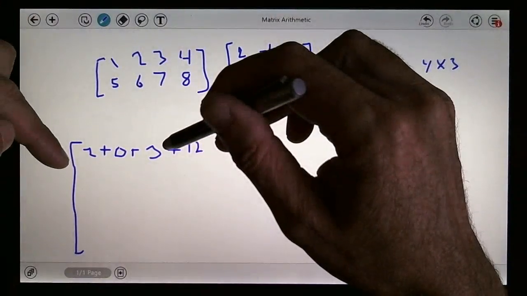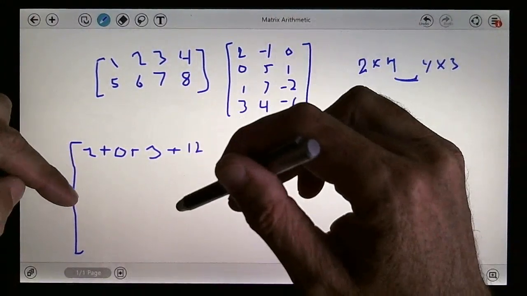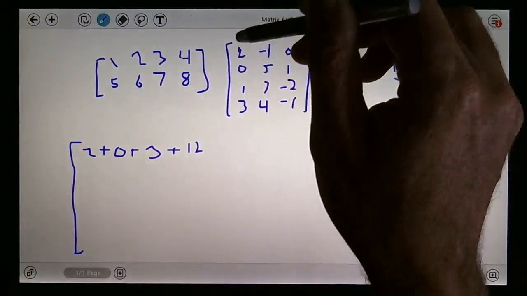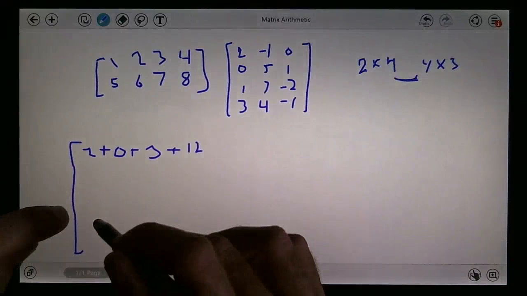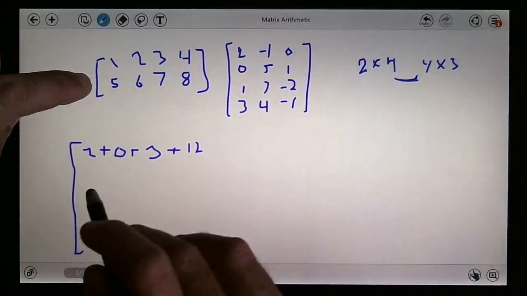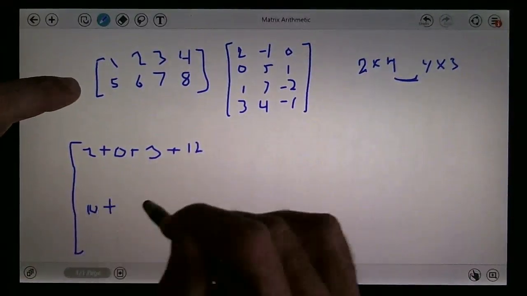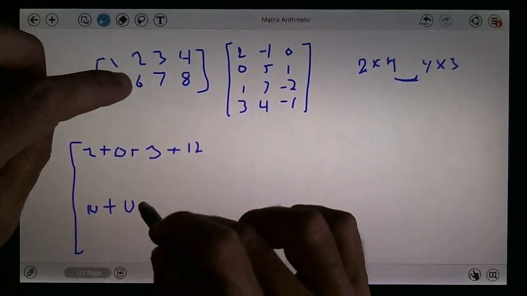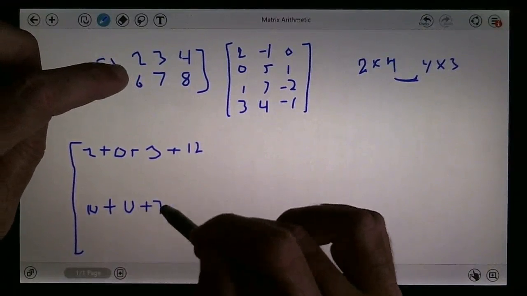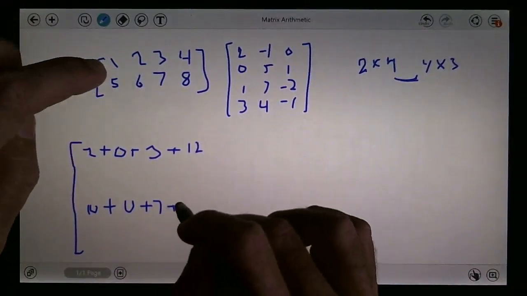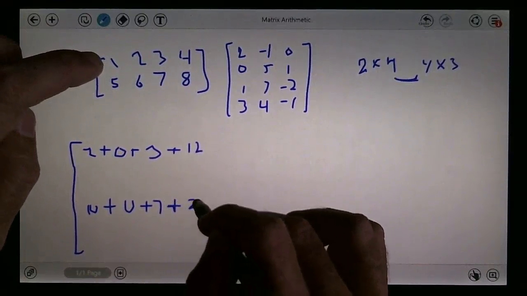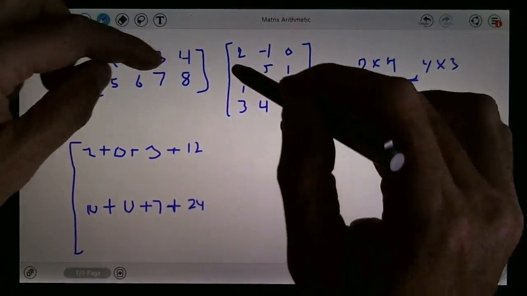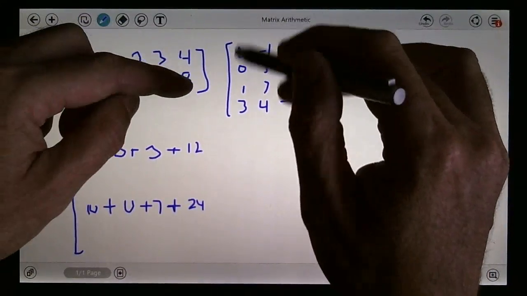Now, that was the first row, first column. Now let's look at the second row, first column. So I'm going to look at the second row of this and the first column of that. Second row, first column is going to be 5 times 2 plus 6 times 0 plus 7 times 1 plus 8 times 3. 8 times 3 is 24, right? So there's the first column, using the first row and the second row.